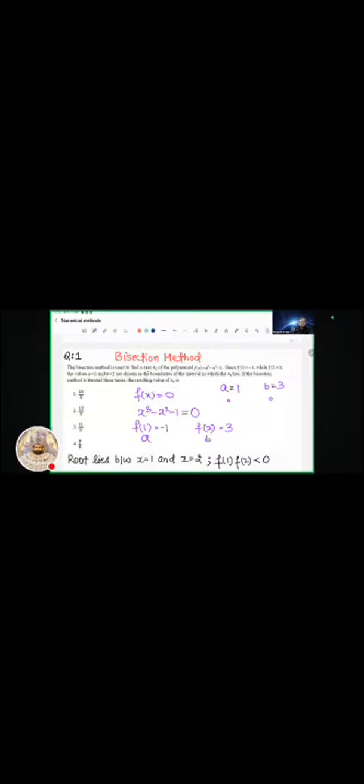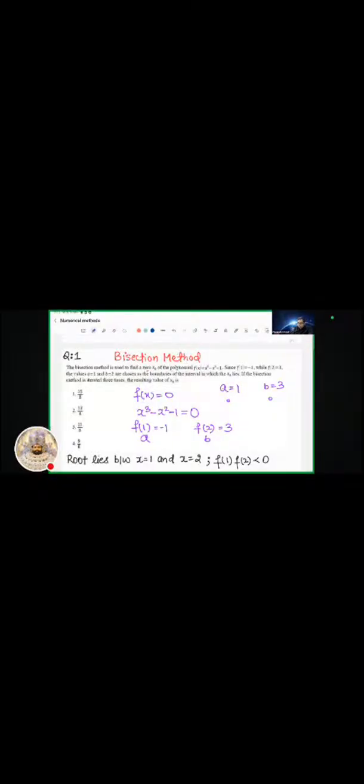And one thing that you see, they are very nice people. They have said that f of 1 is minus 1. So they are telling you that the value of function at 1 is minus 1 and the value of function at 2 is 3. The value at x equals to 1 is minus 1 and the value at x equals to 2 is 3. So a equals to 1 and b equals to 2. Basically, this is your a and this is your b. So a is 1, b is 2. So these are your boundaries.